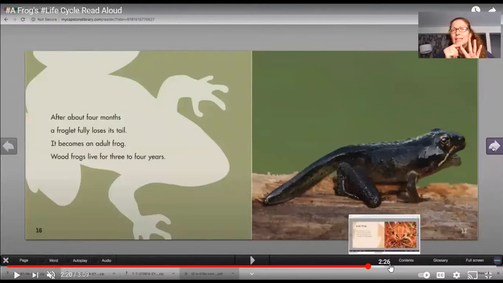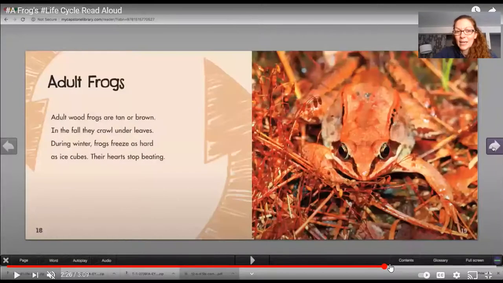Okay. It starts as an egg. Good. What does the egg hatch? It's not a hatchling, a tadpole. Looks like a little fish. The tadpole grows legs and turns into a froglet. Yep, and then the froglet gets bigger and loses his tail and becomes an adult frog. Absolutely. Right, let's keep reading.